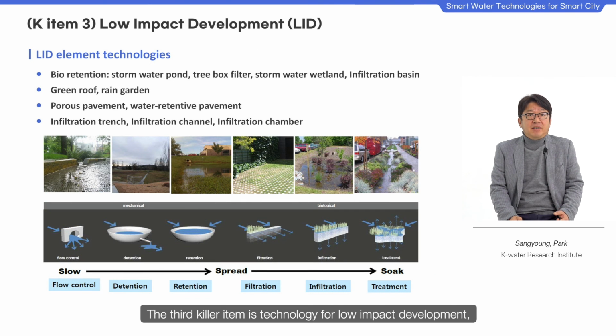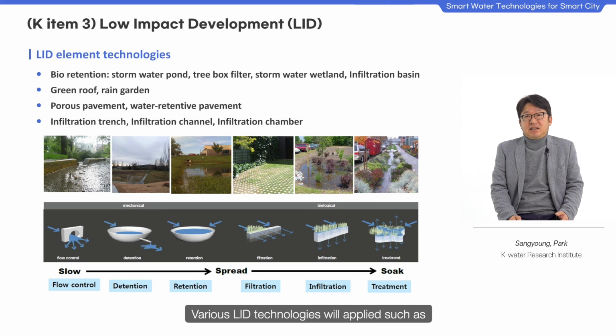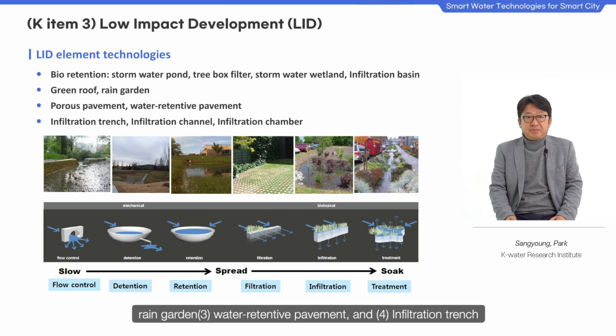The third killer item is technology for low-impact development. Various LID technologies will be applied, such as bio-retention technology, green roof and rain garden, and also water-retentive pavement and infiltration trench technology.